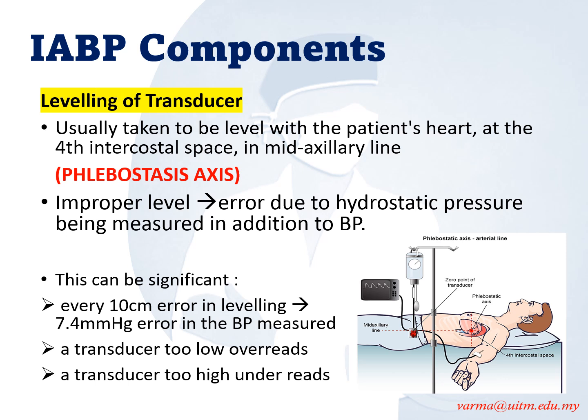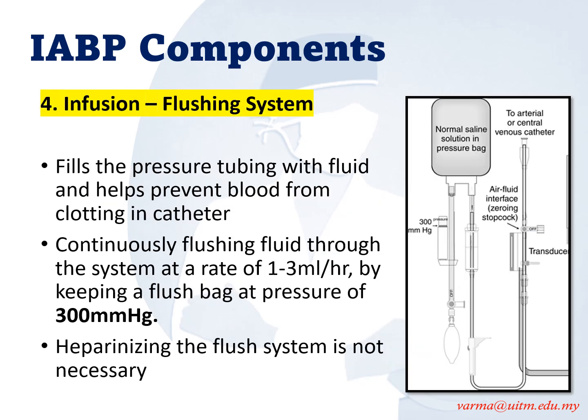7.4 times 2, around 14.8 millimeter mercury underreading of blood pressure will be seen. So when the transducer is low, it overreads. When the transducer is higher than the phlebostatic axis, it underreads.